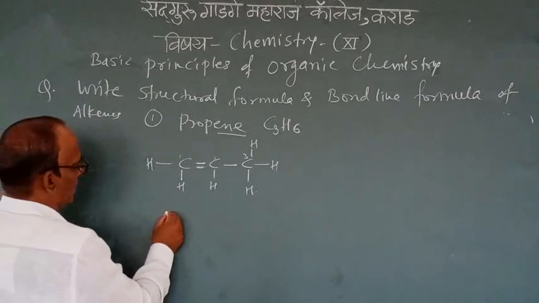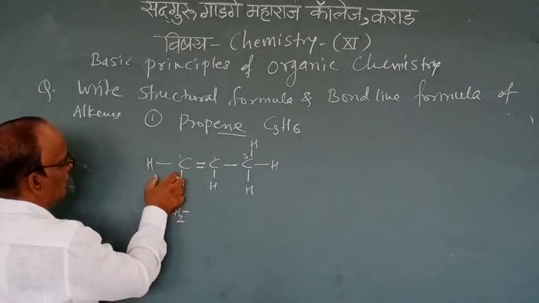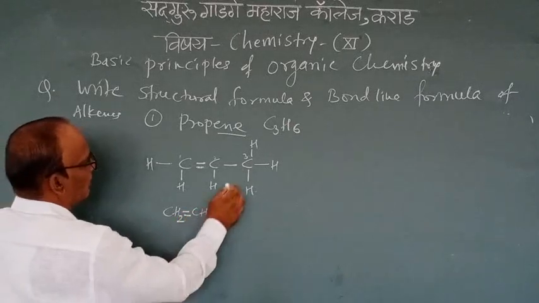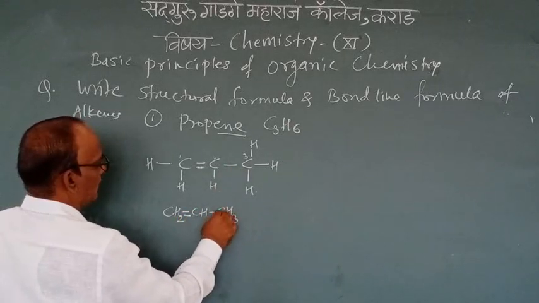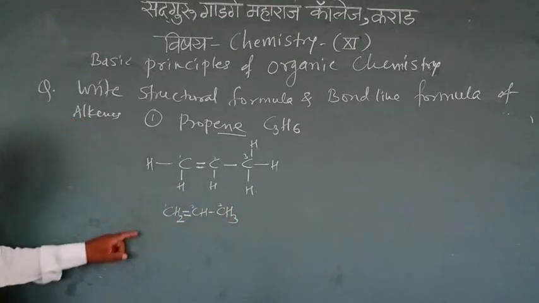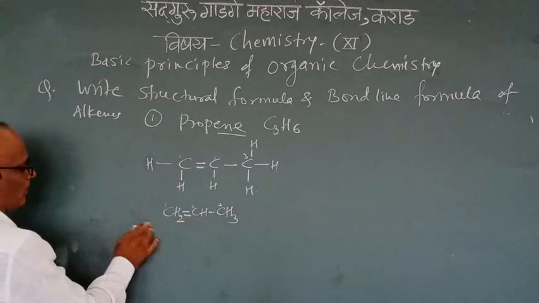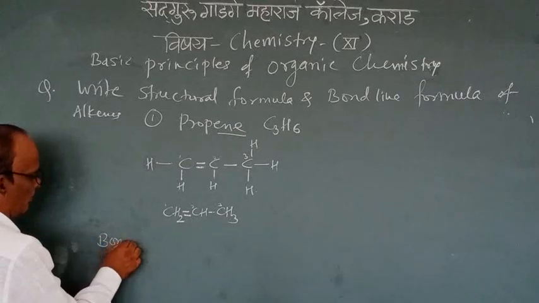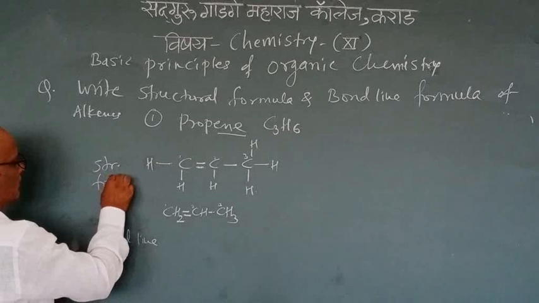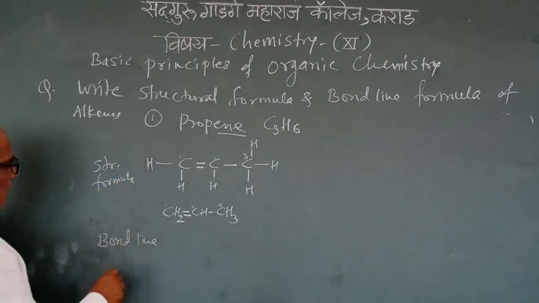So from this structural formula, you write the condensed formula. Here CH2 group, then CH group. Here a double bond is present, and this is CH3. This is carbon number 1, 2, and 3. CH2 double bond CH and CH3. So from this you write the bond line formula. This is the structural formula. Then from this formula you write the bond line formula.